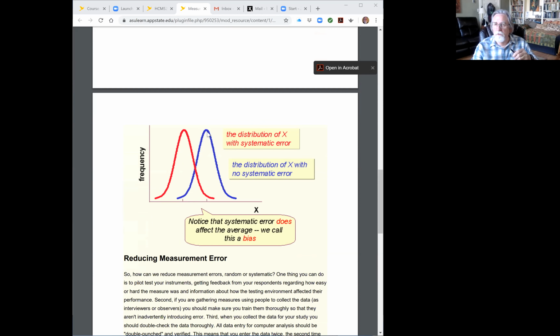And so the blue distribution is just random error. That's all the error that's in there. So that error is clustered around the mean of the variable. The distribution of the same variable with systematic error is not clustered around the same mean. In fact, it's clustered lower. And so the difference between these two means can tell us something about how much of that error is something we need to worry about. But we have to have some way of estimating what the random error would be.